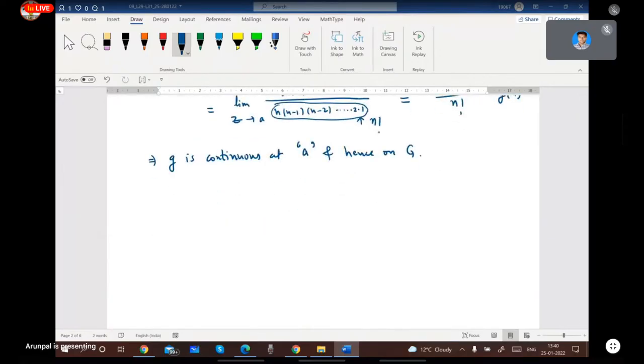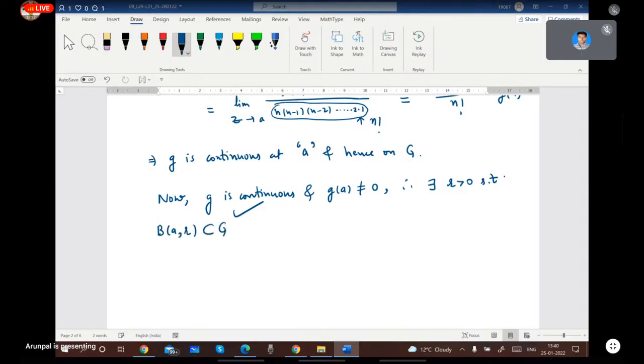So class, if g is continuous, number one, this we have, and the value of g at a is not 0, the way we have defined g, and therefore there exists some r greater than 0 such that, in fact, class, I am saying that there exists a ball centered at a, such that inside this ball g will remain non-zero.